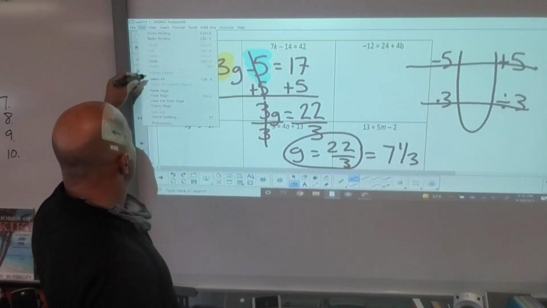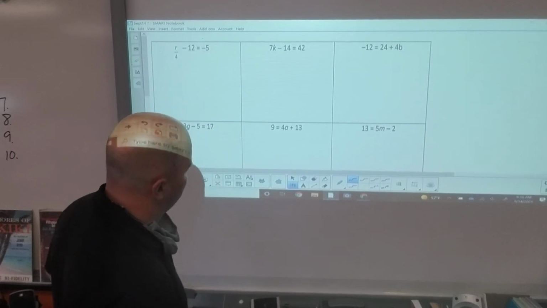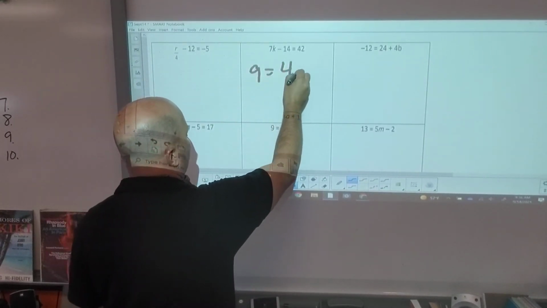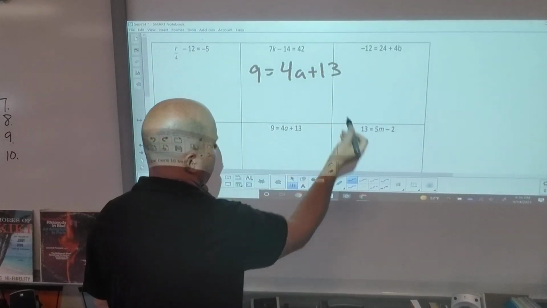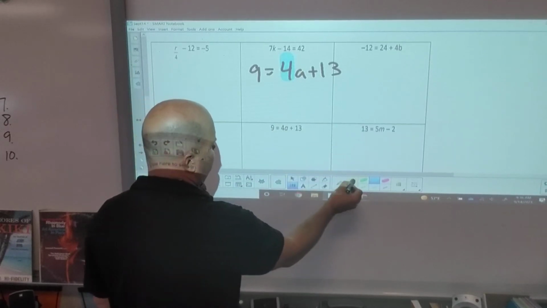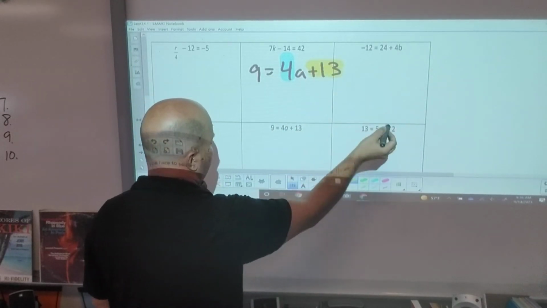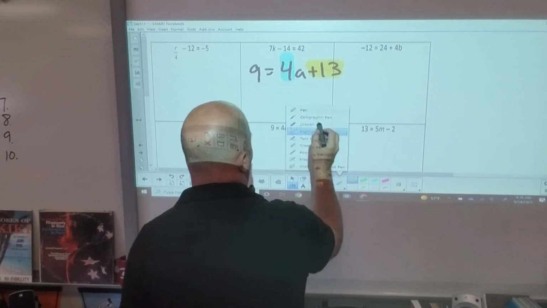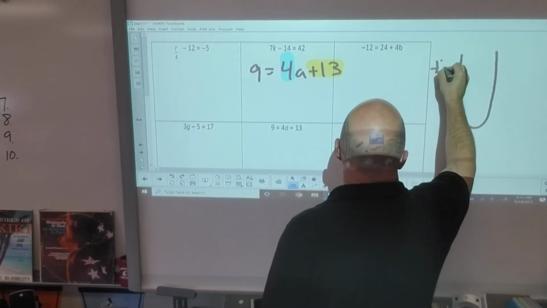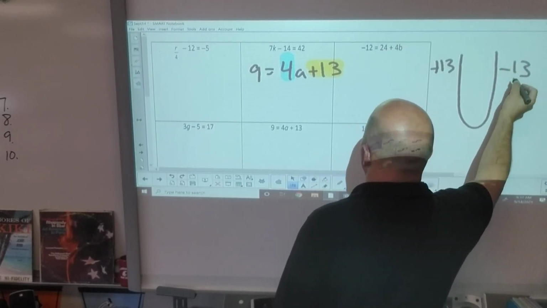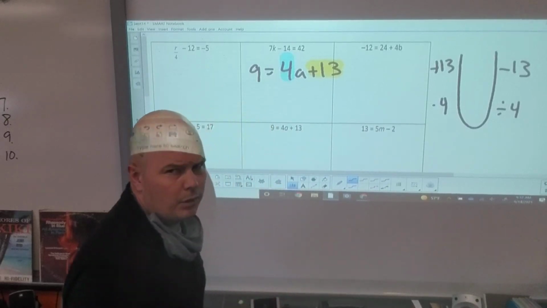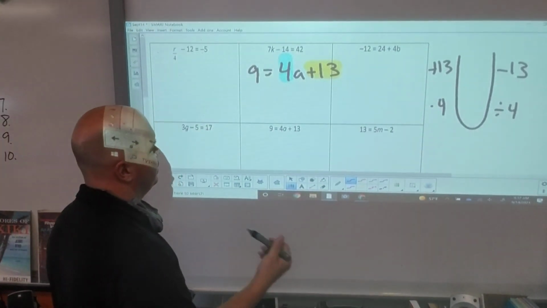Said I was going to do all 6 of these, so I'm going to. So let's look at this one here, which says 9 is equal to 4a plus 13. So if I'm identifying my pieces, again, I'm multiplying by 4, I'm adding 13. Those are what's going to go inside of my chart. So I have plus 13, minus 13, times 4, divided by 4. That's what I'm looking to do.